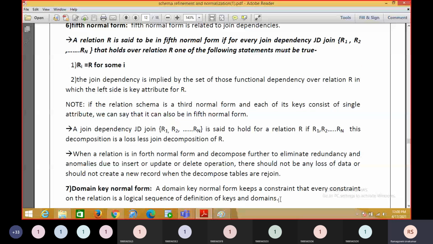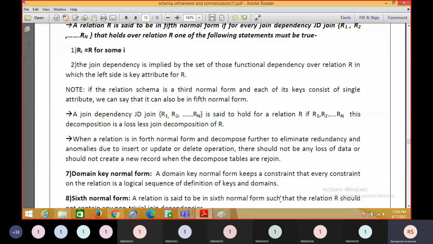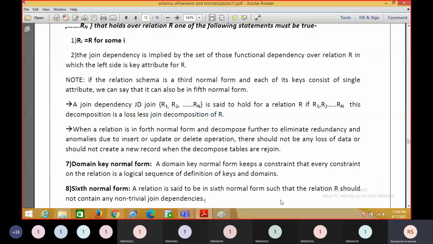Next, domain key normal form. A domain key normal form keeps the constraint that every constraint on the relation is a logical sequence of the definition of keys and domains. So that follows domain key normal form.